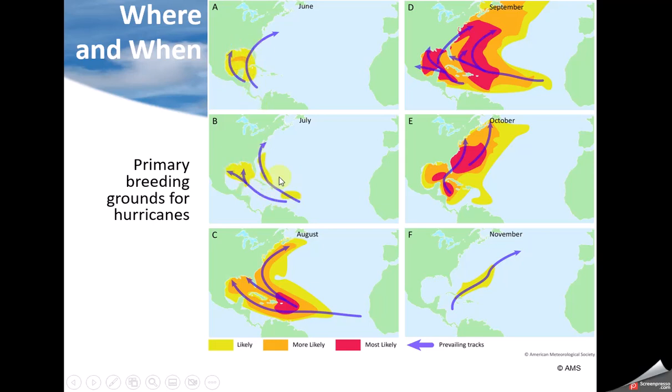By July, they're beginning to migrate out into the Atlantic more, coming in August as well. September, both areas very popular. By October, we're beginning to see a little bit more on the Gulf Stream.